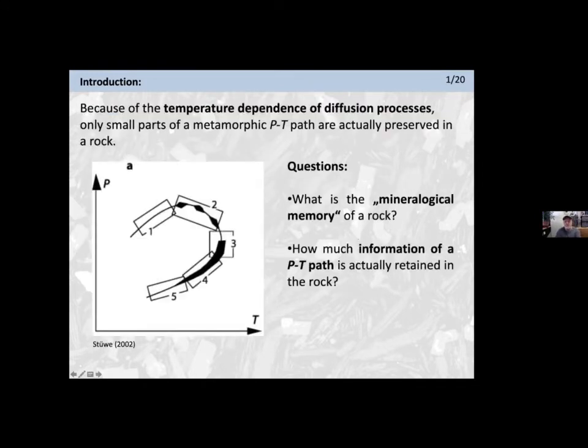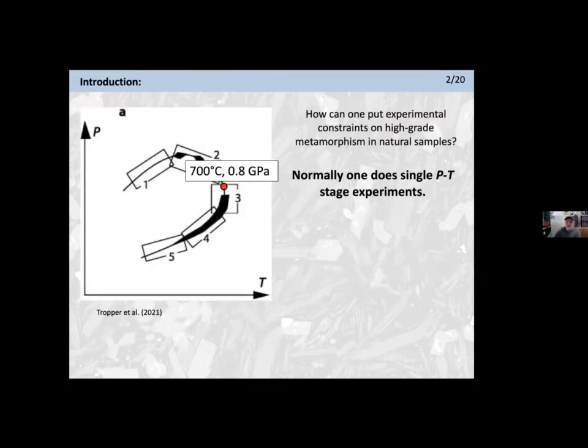Because of the temperature dependence of diffusion processes, only small parts of metamorphic PT paths are recorded in the rocks. And the question that arises is, what is the mineralogical memory of a rock, and how much information of a PT path is actually retained in the rock? So when one tries to put experimental constraints on high-grade metamorphism of natural samples, one normally does a single PT stage experiment in the piston cylinder, for instance, here at 700 degrees and 0.8 GPa.